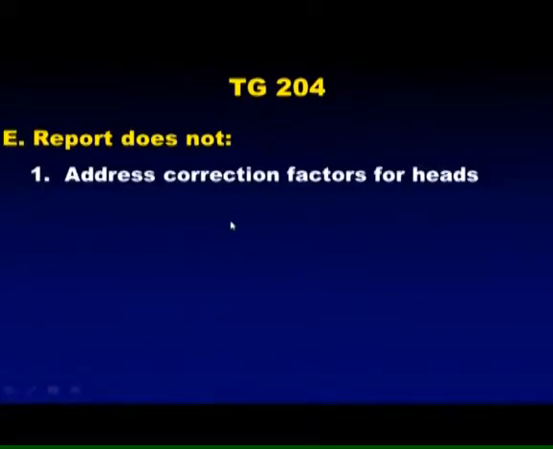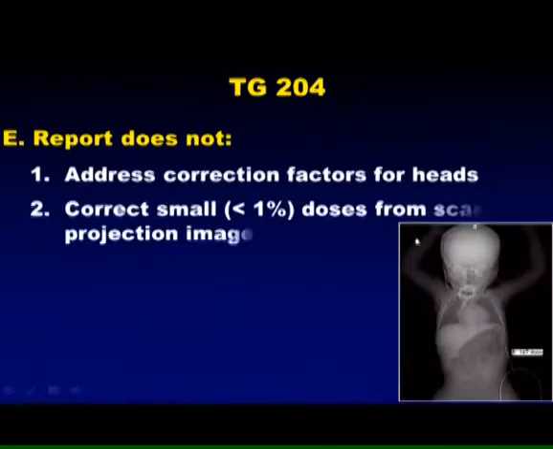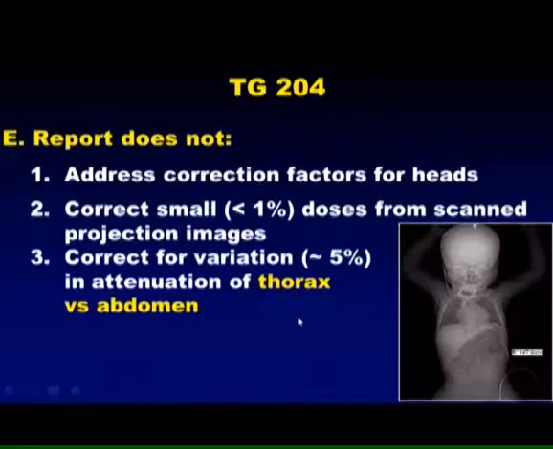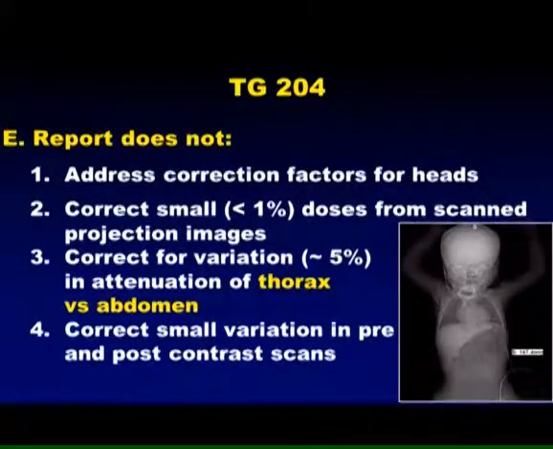The report's not a be-all and end-all. It doesn't address correction factors for heads. They weren't developed. It doesn't address the small doses generated by the scan projection. That should be less than 1% of the actual dose to the patient. It doesn't correct for the approximately 5% error between thorax and abdomen. In some respects, you might think that the error would be greater because obviously lung tissue has a lot of air in it instead of soft tissue. And it doesn't correct for the small variations in pre- and post-contrast scans.